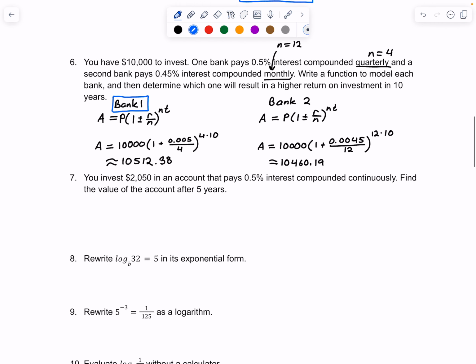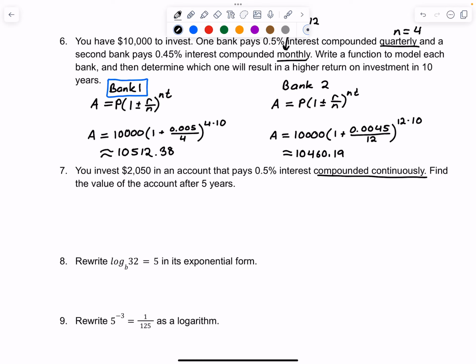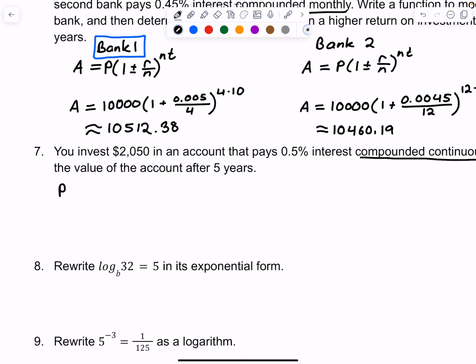Number 7, we're going to use the same idea, similar formulas, but this one says compounded continuously. For compounded continuously, we need this formula: A equals P times e to the RT. In this one, we are looking for A. P stands for principal. It's the original amount we put in, which is $2,050. Then e is a real number, so we leave it. R is 0.005, and then T is going to be 5.